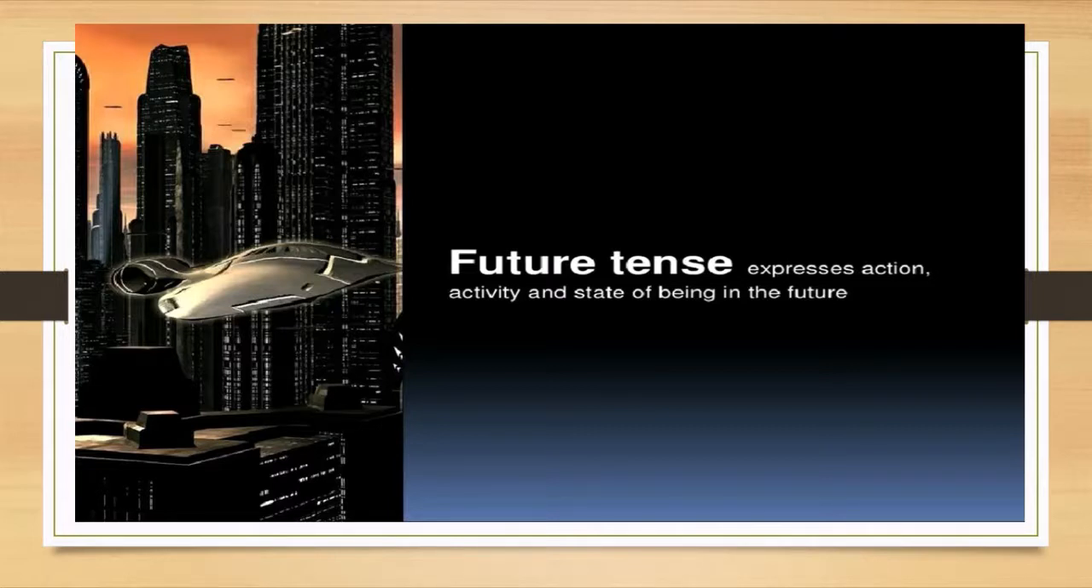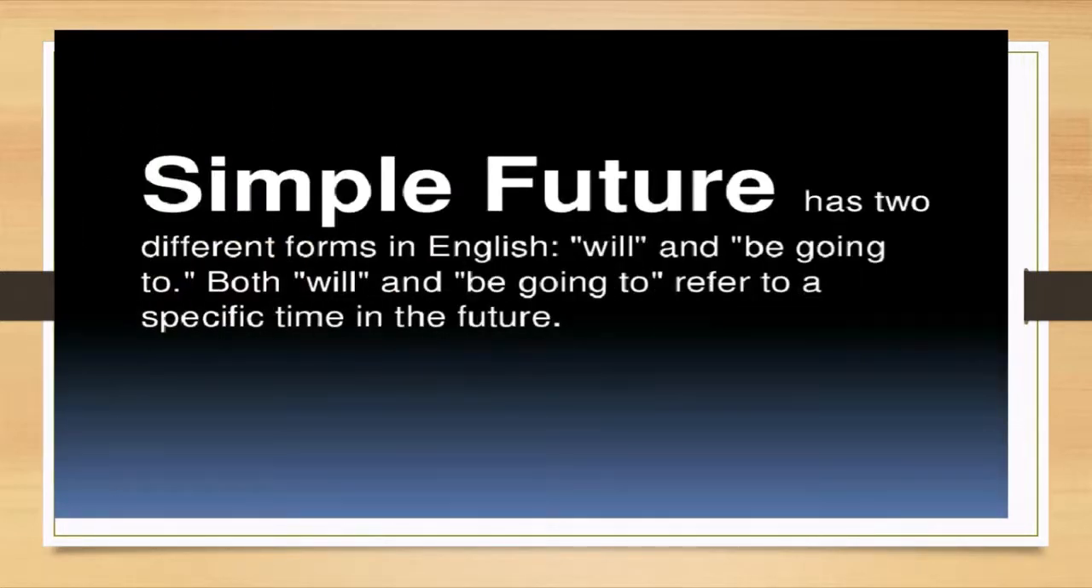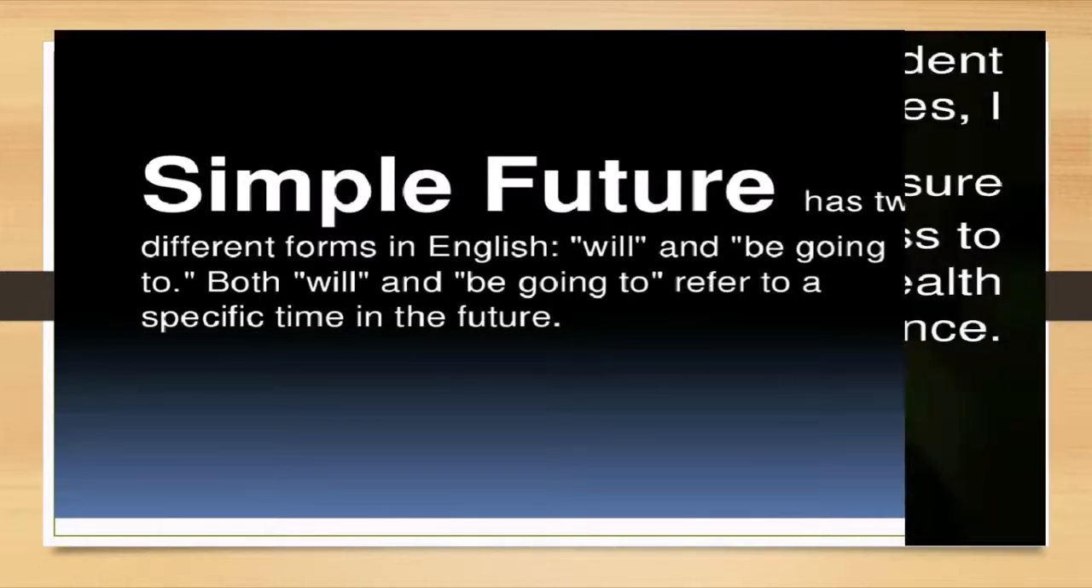I have already explained past tense, then present. Now I'm talking about future tense. Future tense expresses action, activity, and a state of being in the future, not in the past, not in the present. First, simple future tense. Simple future has two different forms in English, will and be going to. Both will and be going to refer to a specific time in the future.